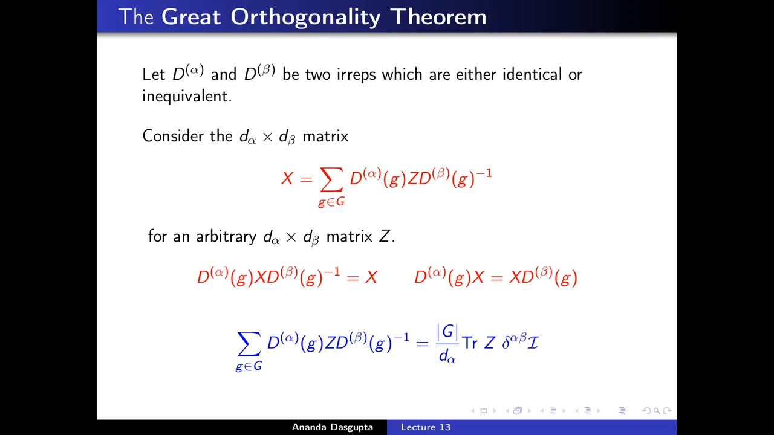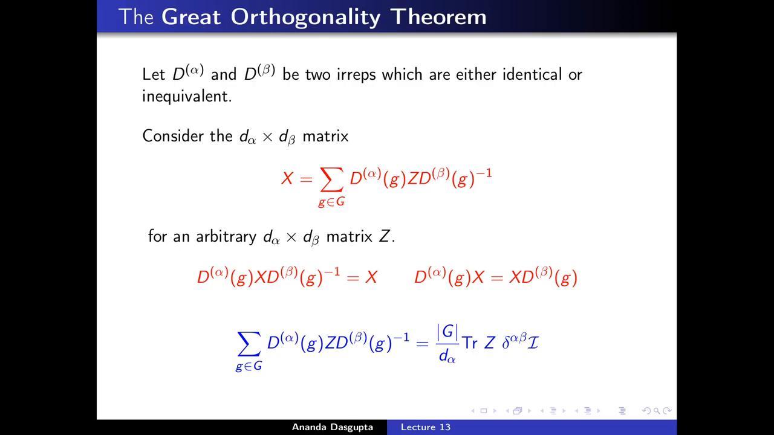And this is going to be our starting point from which we can write down several expressions. We can call this the great orthogonality theorem, or we usually call one of its consequences, or one of the results equivalent to it, the great orthogonality theorem. But this is basically what the hullabaloo is all about. This is the central result that we were focusing on.